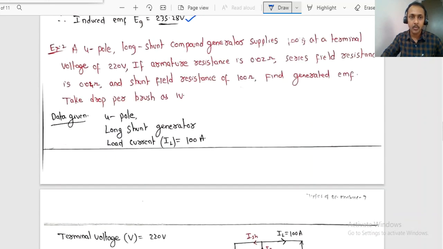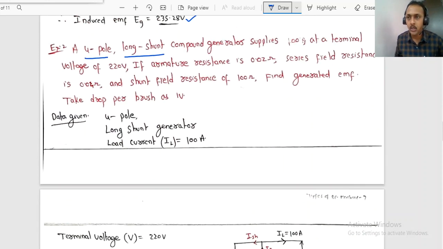Similarly, let us observe one more problem. A 4-pole long shunt compound generator supplies 100 amps at a terminal voltage of 220 volts. The armature resistance is 0.02 ohms, series field resistance 0.04 ohm and shunt field resistance 100 ohm. Find the generated EMF, and take the drop per brush as 1 volt. He is saying to consider the drop per brush as 1 volt.